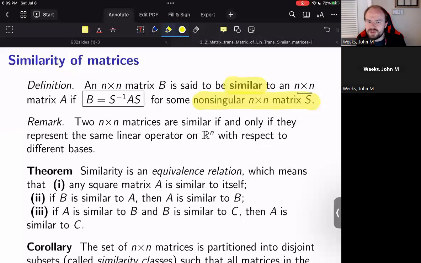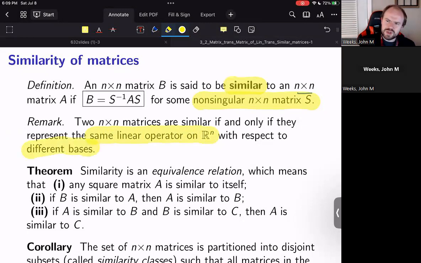Now, two n by n matrices are similar if and only if they represent, just like what we were seeing before, the same linear operator on R^n, but just with respect to different bases. So all linear operators are related in that way. It's just that you had to change your coordinate space whenever two matrices are similar there. So this gives us a little bit of a theorem. Let's talk about what that theorem is. That theorem is that similarity is actually an equivalence relation.